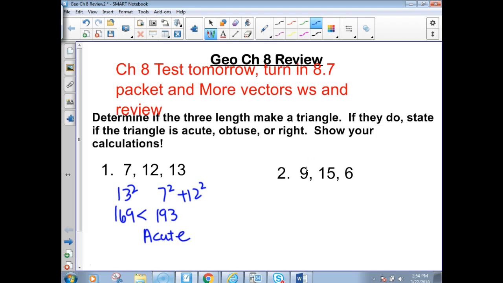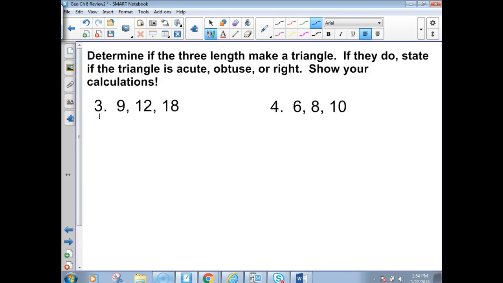Okay. Number 2, when you add 9 and 6, you get 15, so there's no possible triangle. No triangle possible. Why? Because 9 plus 6 is not bigger than 15. And then you don't bother with squaring them or anything because that's determining what kind it is. And there isn't one. 9 and 12 would add up to something bigger than 18, so we can go forward with this one.